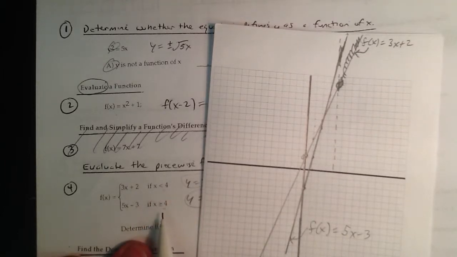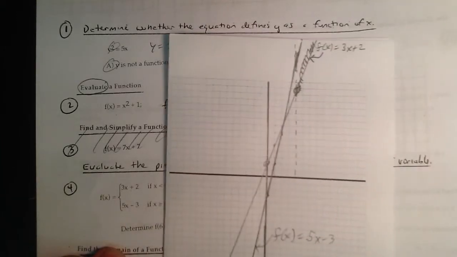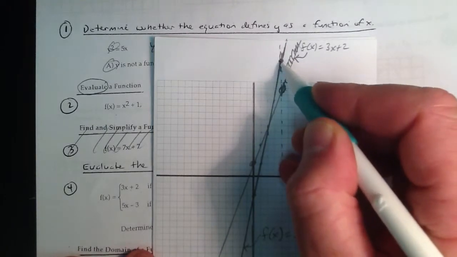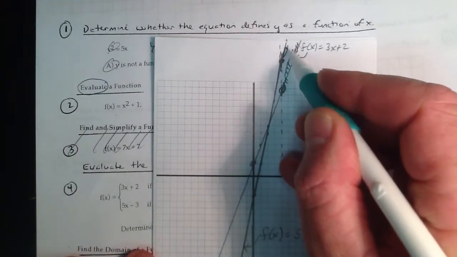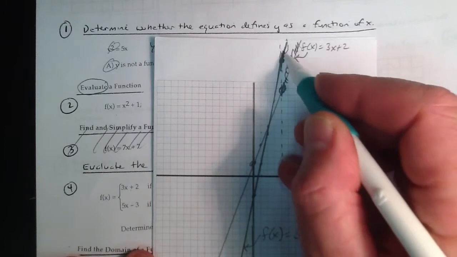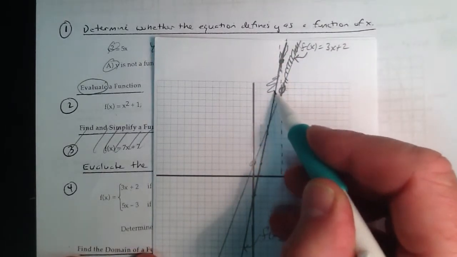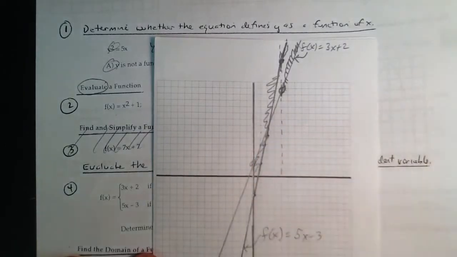Okay, now let's take care of this one. Now this one picks up where the other one left off. This function is good for all x's greater than or equal to 4. Okay, not much left of this function right here, but what I'm going to do is put a solid circle here, and then this function is good to go for any x greater than or equal to 4. And then I'm going to erase all of this. And then I have my piecewise function. That's how we graph our piecewise functions.